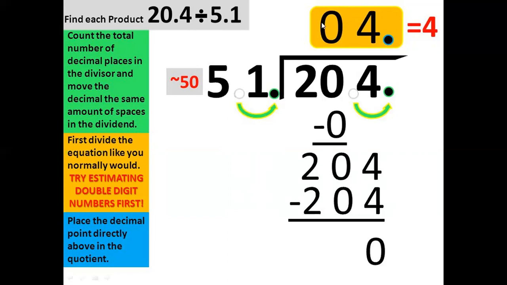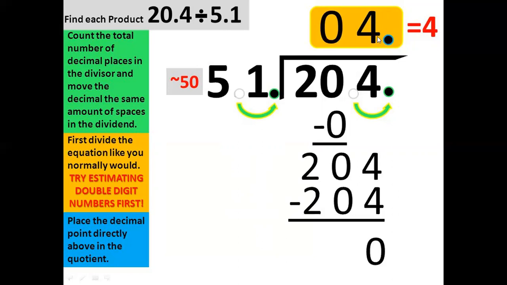You cannot divide 2 by 51. You cannot divide even 20 by 51. You have to divide a complete 204 by 51. Now it's not necessary that we place a 0 before any number, but yes, you have to place a 0 before the decimal point. If, for example, the decimal point was here, you have to put a 0 in front of the decimal point.